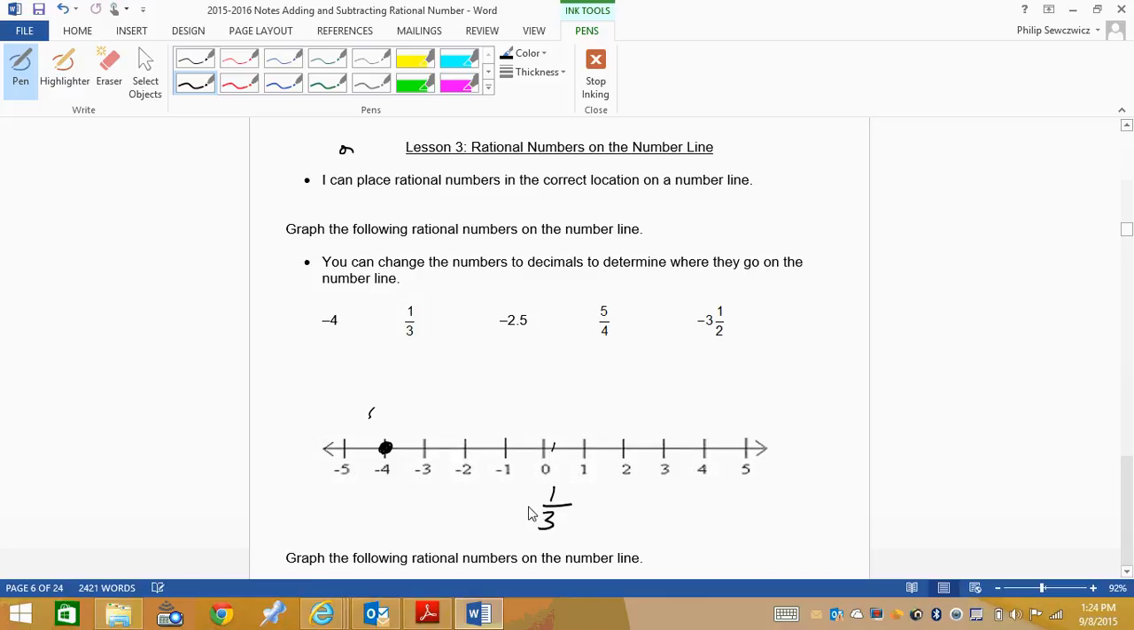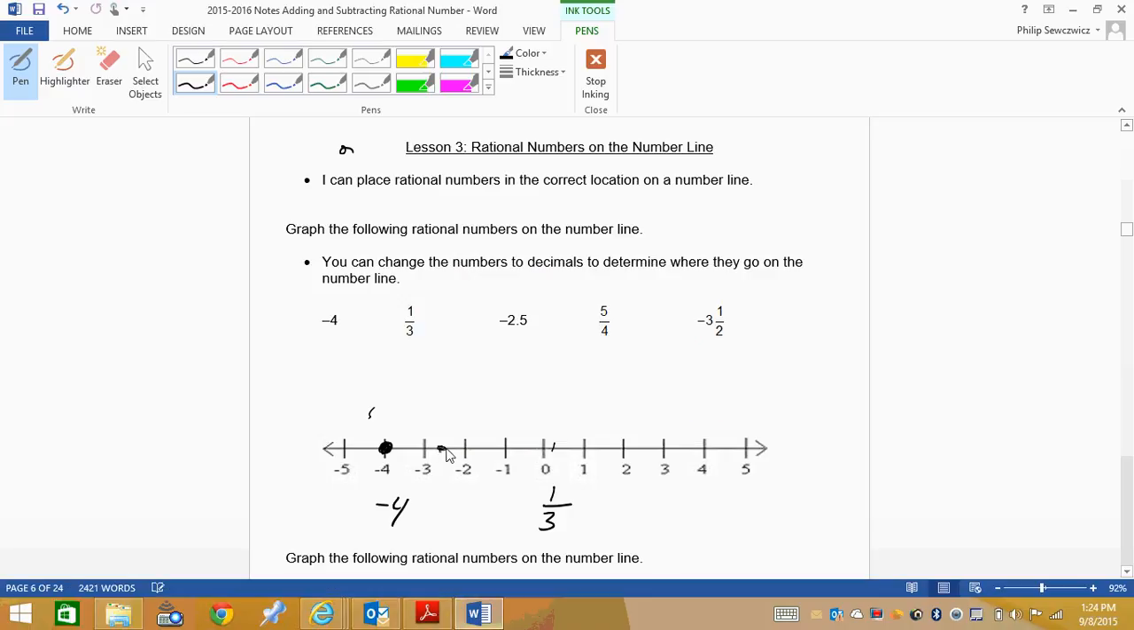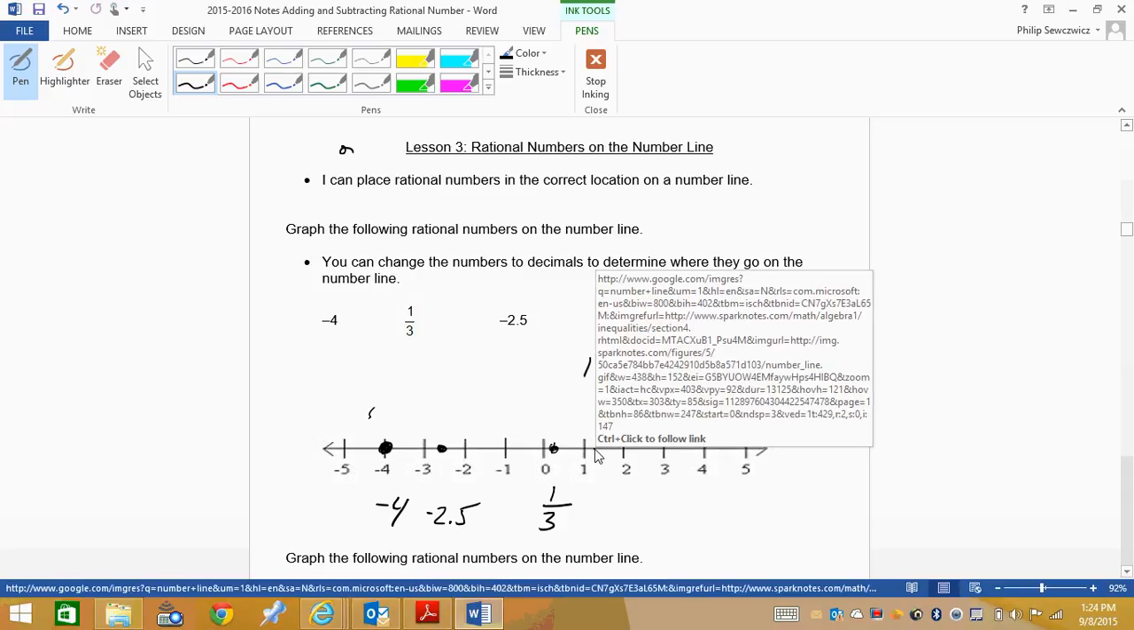And I'm going to write it down below here just so I know those are the numbers I placed. -2 and 5/10. Yes, you do need to know that's -2, and we're going halfway there. So that would be right there. So I can put just below here, -2.5, just so I know that was there. There we go. 5/4. Now, a little simplifying is good. 5/4 is really the same as 1 and 1/4. So I converted it to a mixed number. So I'm going to go 1 and then 1/4 of the way.